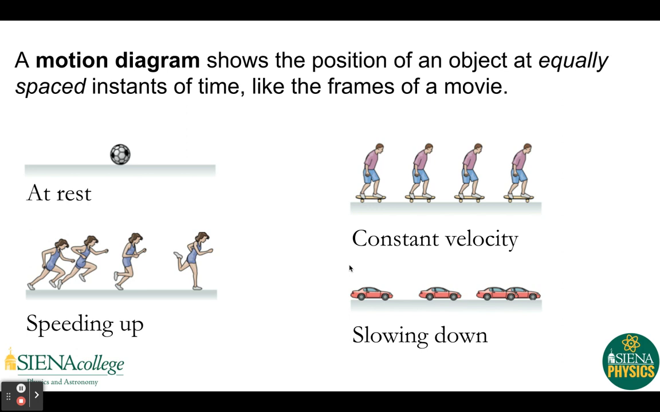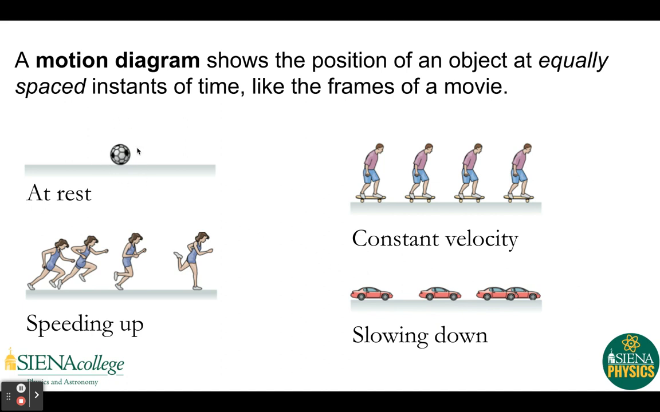Okay, so on to motion. We are going to have different ways to represent motion, and the first way that we're going to talk about is a motion map or motion diagram. You can think about this as frames of a movie that would be superimposed on top of each other. So instead of seeing where an object was, as the frames are passing you in a movie, you would see them all on top of each other.